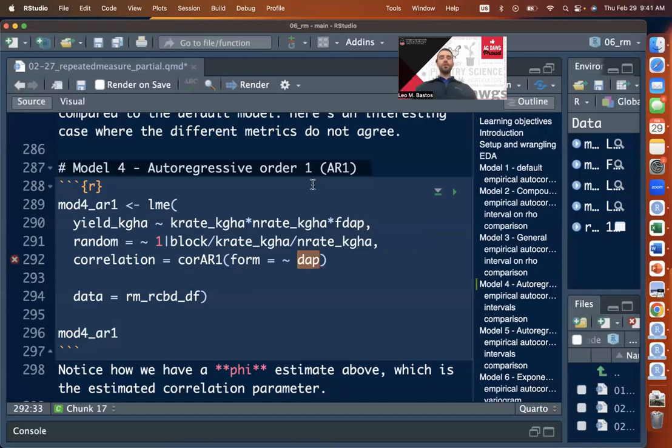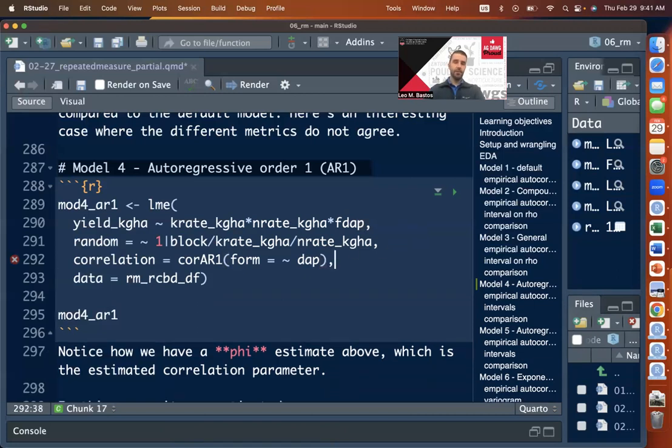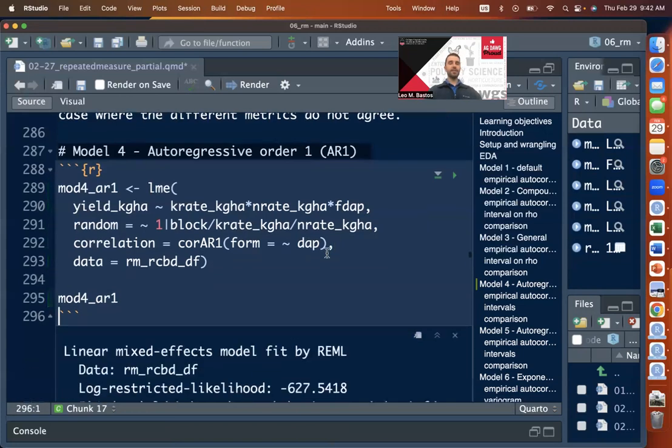So that's why we use factor days after planting in the fixed effects, because we want the means, and in the correlation we give it as numerical so we can calculate the interval between them. All right, so don't forget to add the comma after here so your code runs well. So let's go ahead and run that and inspect the output.